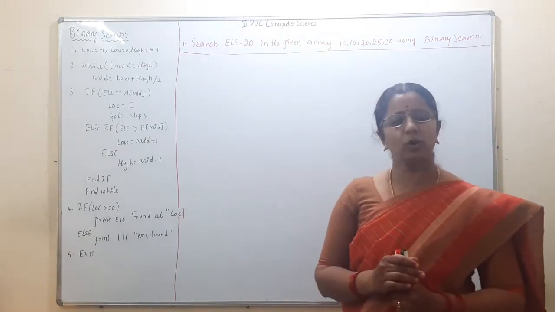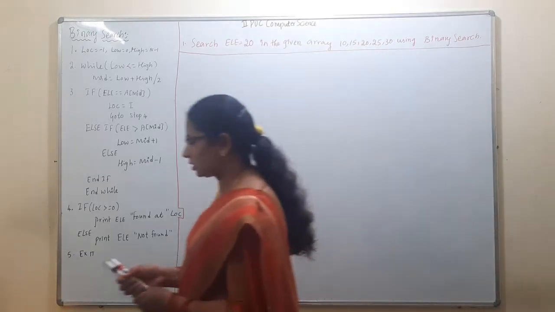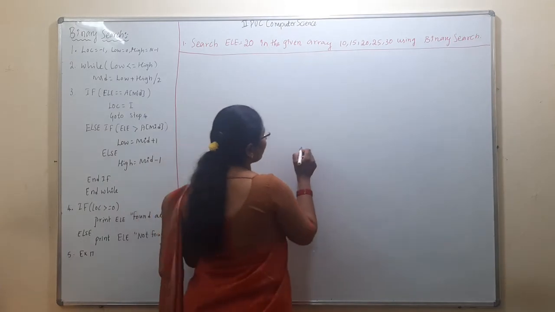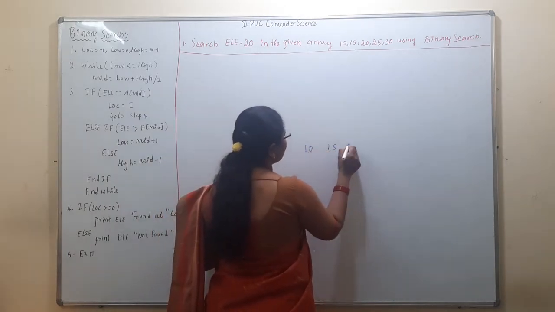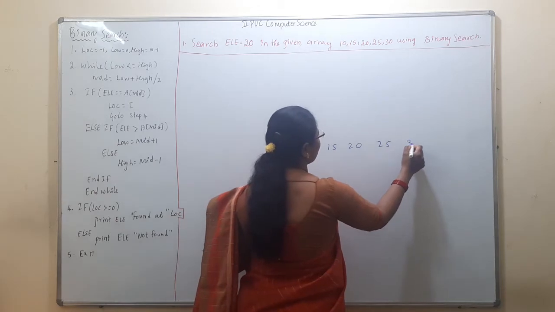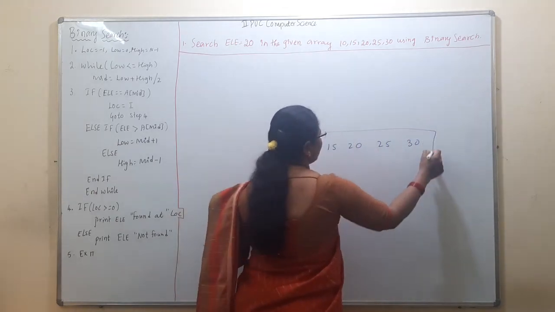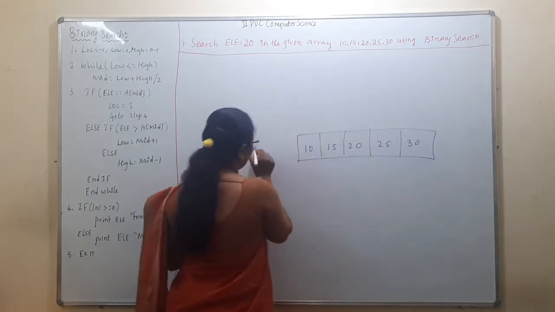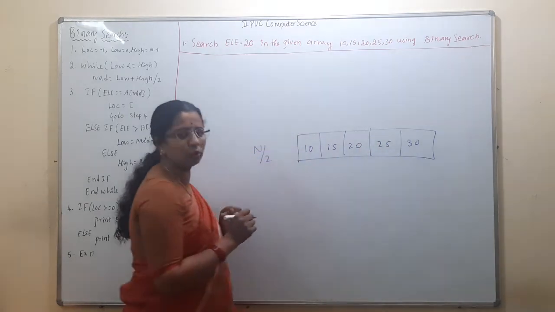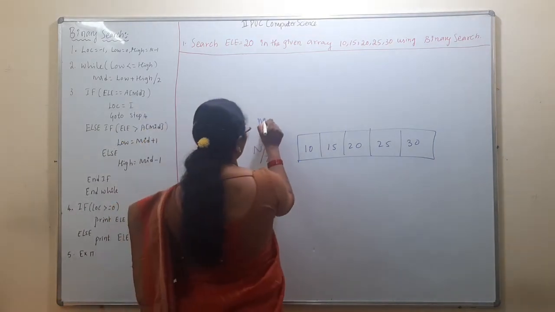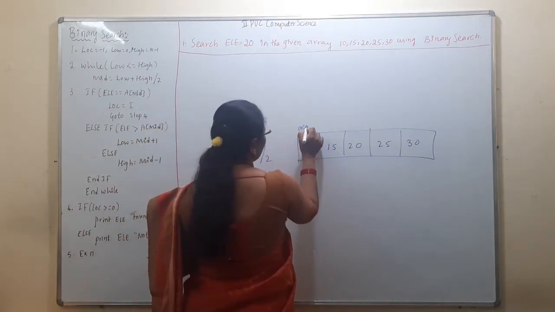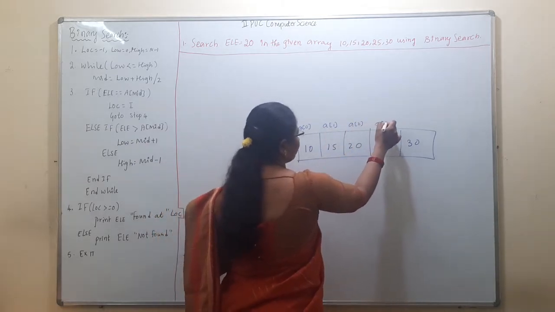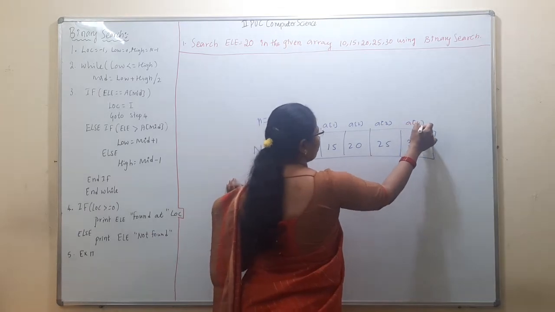So today we'll solve problems. First I'll explain how the concept is going to be executed. Here the given array is 10, 15, 20, 25, 30. Binary search works by dividing the array into 2 parts. What is the n here? The elements are a of 0, a of 1, a of 2, a of 3, a of 4.